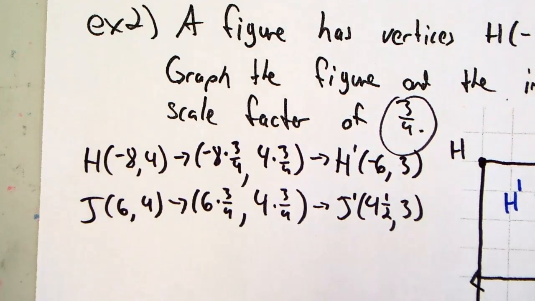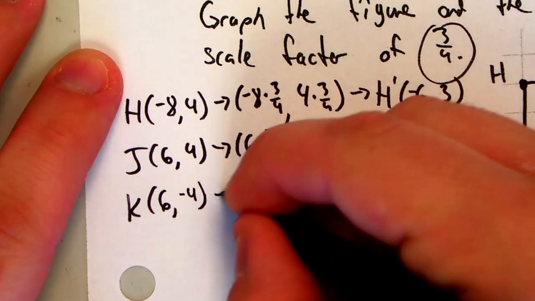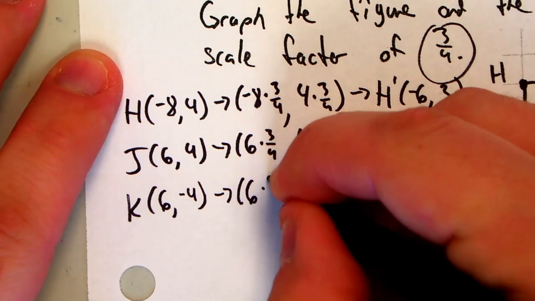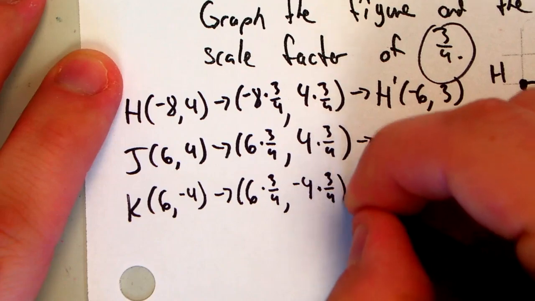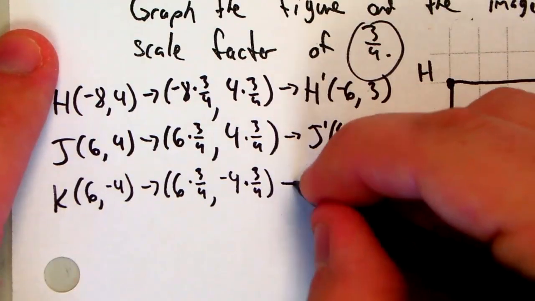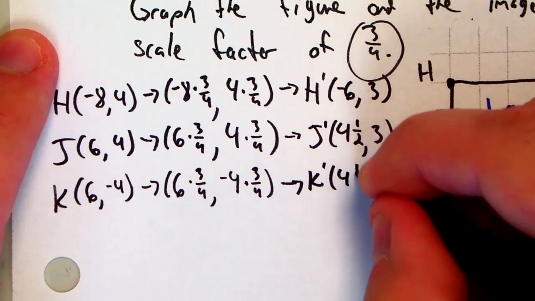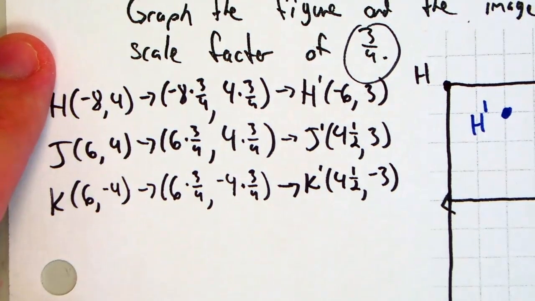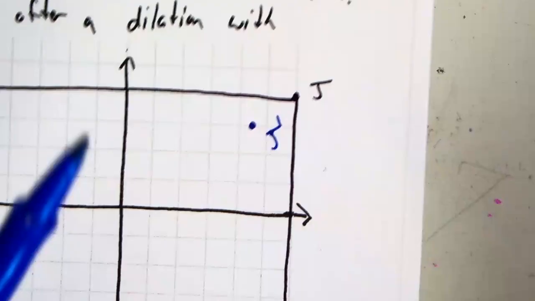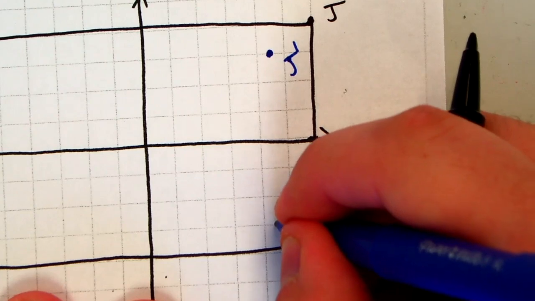K, same thing. We have (6, -4) now. So I have 6 times 3/4 and -4 times 3/4. And that'll turn into K prime, which again will be 4.5, and now -3. Graphing this ordered pair would be down here, so back over 4.5 and down 3. So this happens to be K prime.